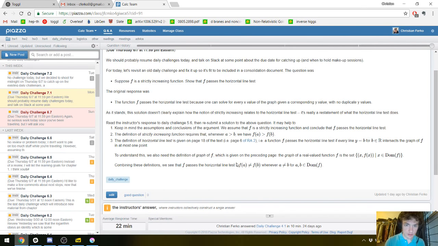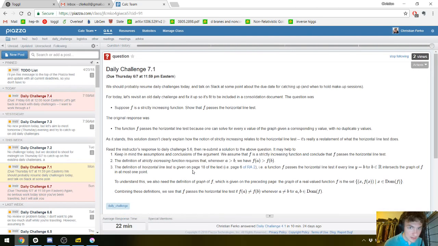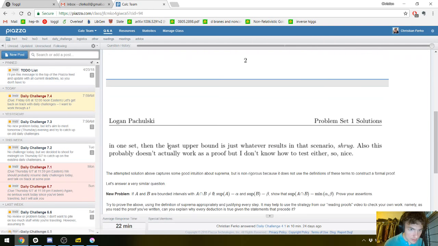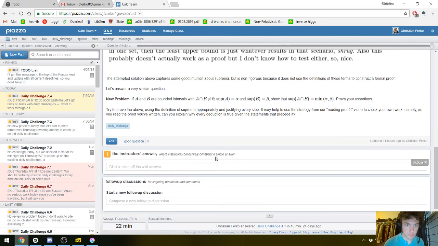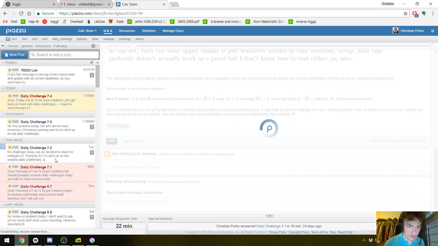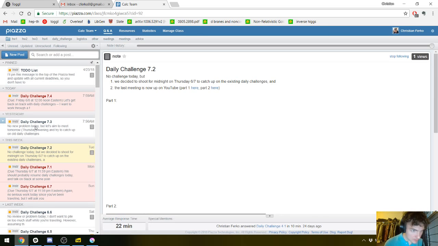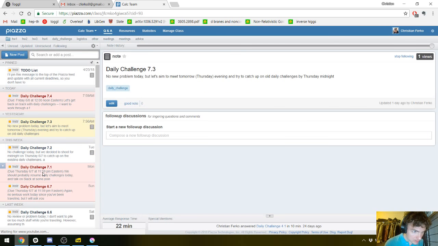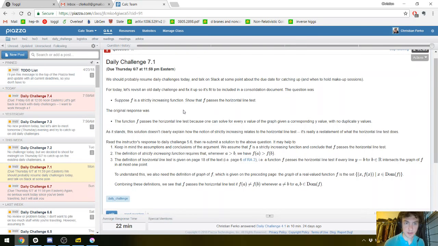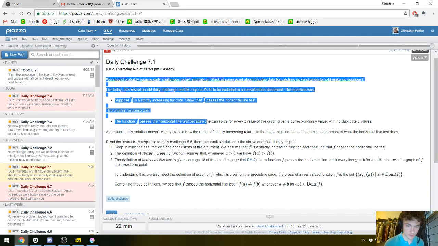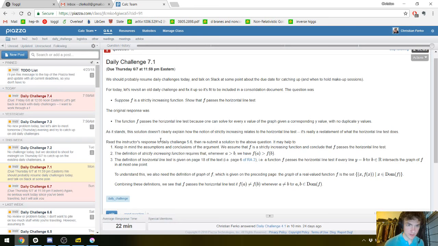Okay. Then, I think... What's that? Yeah, this daily challenge was rewriting a thing from P set 1 about Suprema, and then this daily challenge was... No, not that one. This one. This was rewriting the solution about showing that a strictly increasing function passes the horizontal line test. So do you want to talk about either of those, the horizontal line test one or the Suprema one?